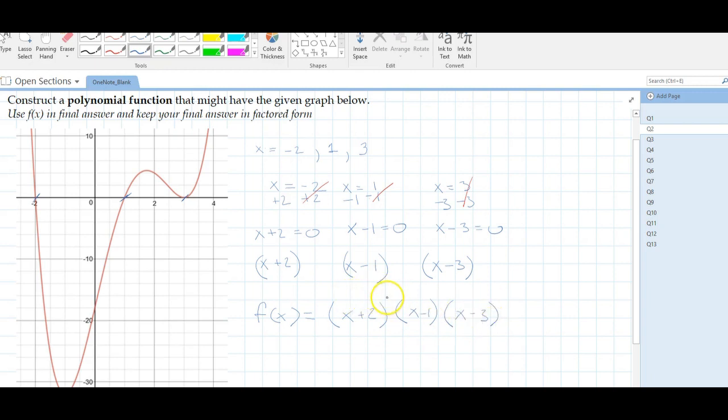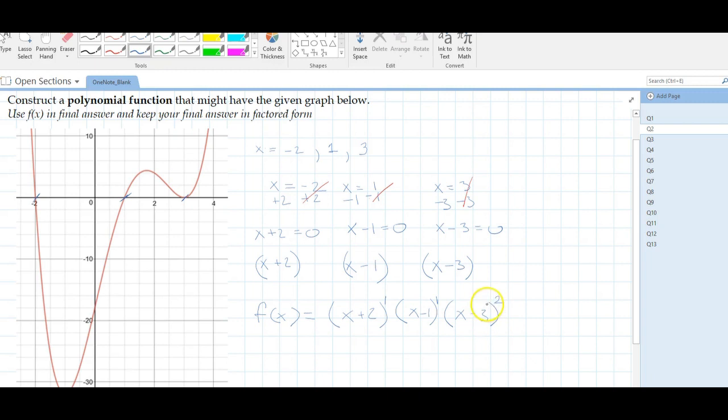Now to figure out our exponents, we have to look at the graph. If it is crossing, that means we have an odd exponent. So we are going to use 1. Here at 1 it is crossing, so it has to be an odd exponent. And at 3 it is only touching, so we are going to have 2.